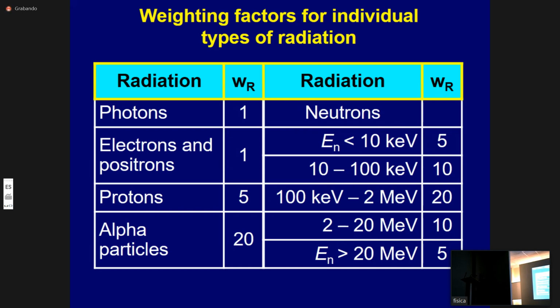The weighting coefficient may be different for different radiation energies of the same type, but the value doesn't depend on the organ or tissue being irradiated. The weighting factors refer to external radiation incident on the surface of the body, and in the case of internal radiation, to radiation emitted during nuclear transformation.